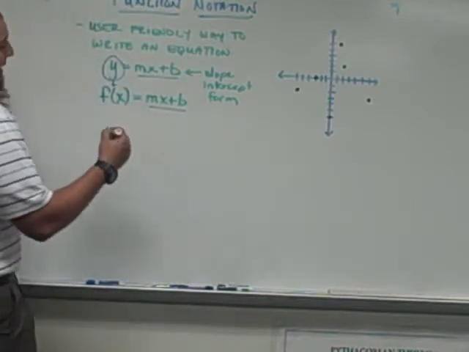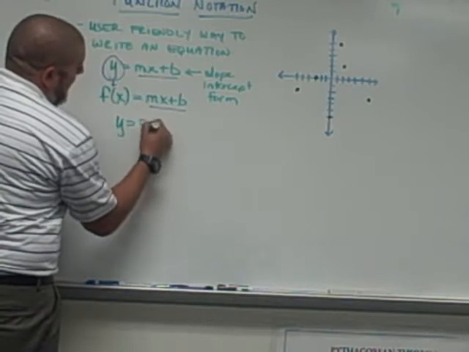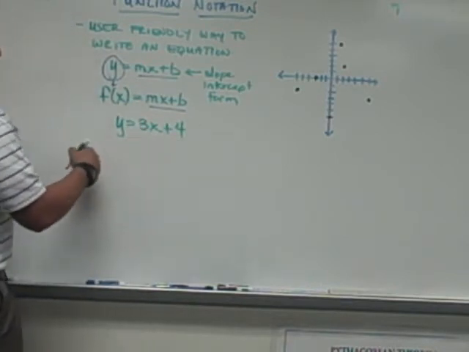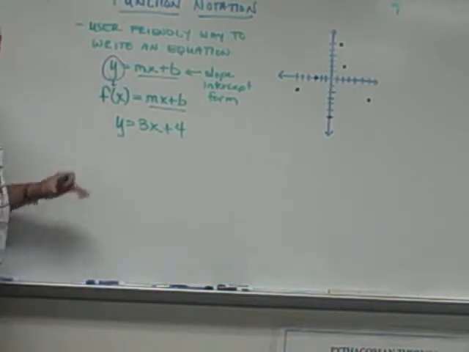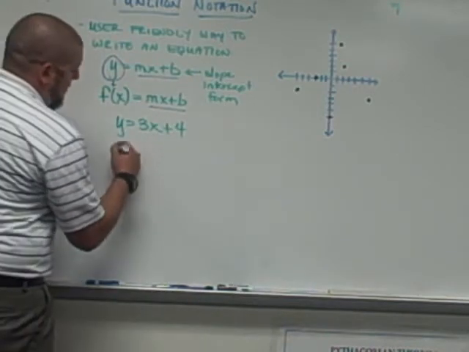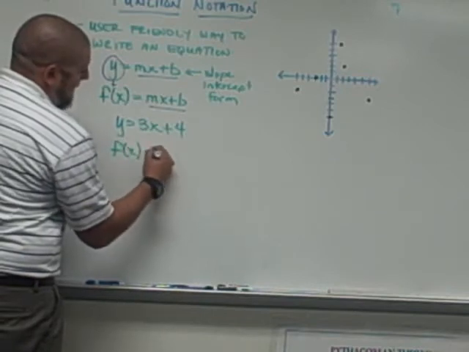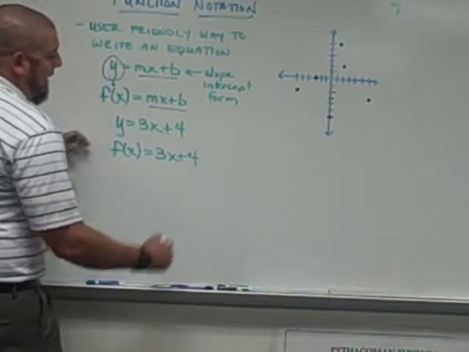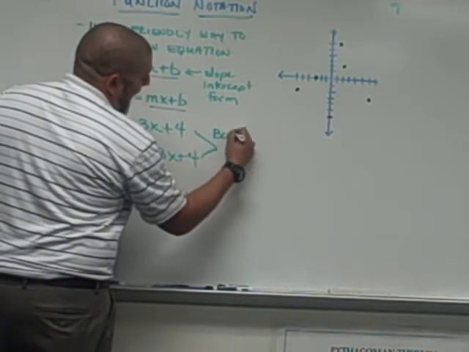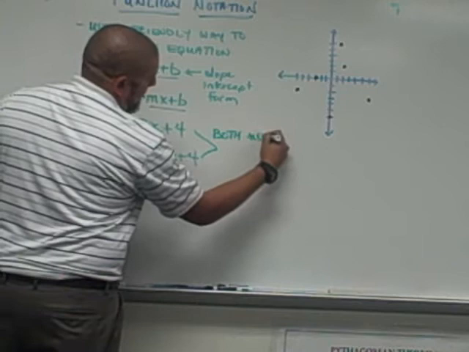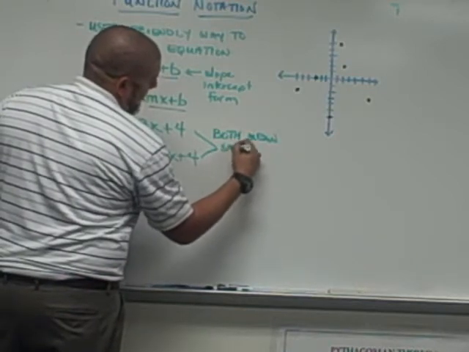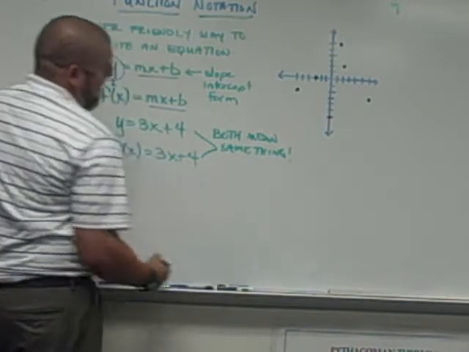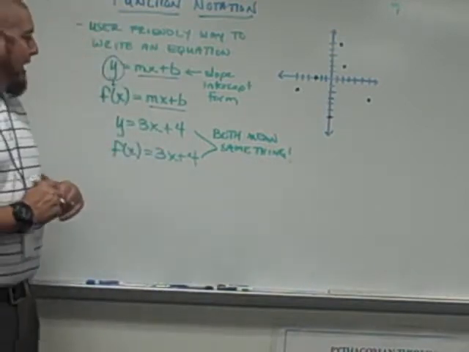So again, another example might be y equals 3x plus 4. And instead of writing this in the standard slope-intercept form, we could change this to function notation, and function notation would have us write it as f of x equals 3x plus 4. These both mean exactly the same thing. All right. Hopefully that's pretty self-explanatory.